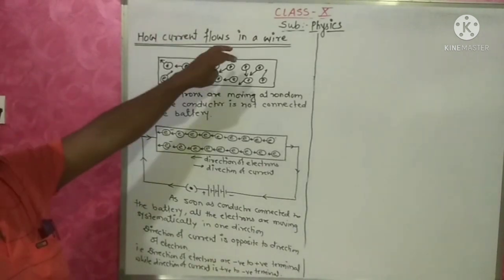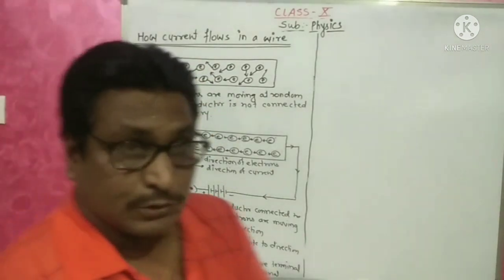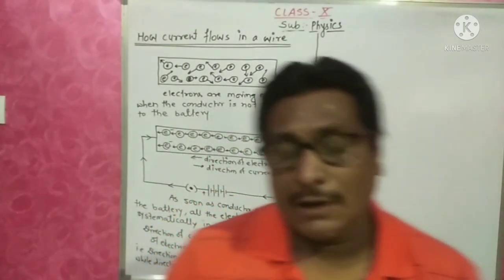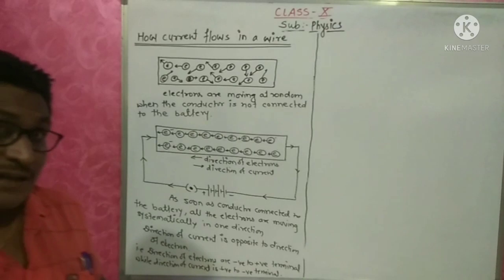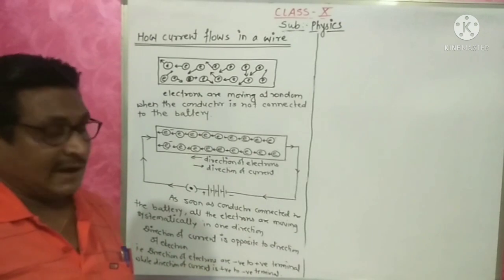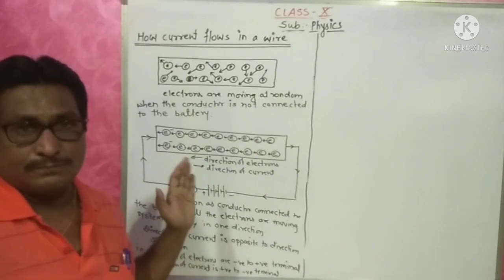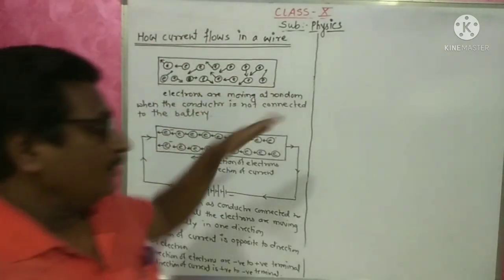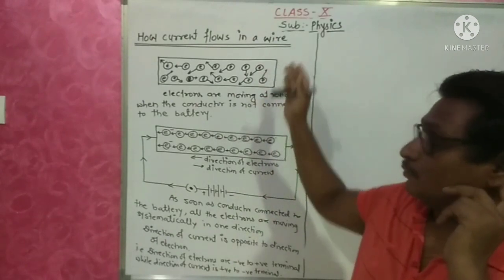Understood how current flows in a wire? Here I gave the example of students. In the free period or in the recess, when the students come onto the ground, they move here and there randomly. But as soon as the bell rings, all the students make a line and move in a systematic manner towards their own class. In this way, the current also flows in the wire. Hope you understand, students, how the current flows in the wire.